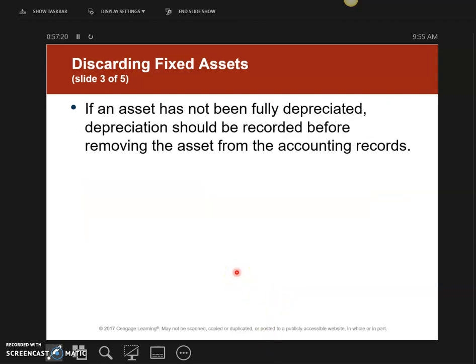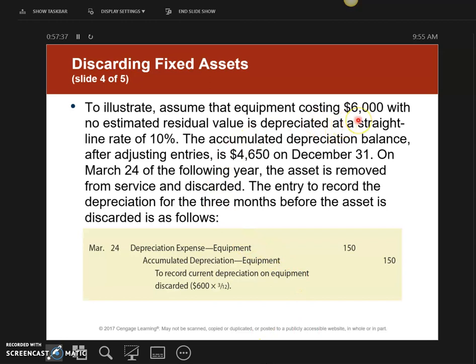Now, when it's not fully depreciated, I have to update the depreciation to date before I remove it. Most of the time we're doing depreciation at the end of the year, but we don't always discard things at the end of the year. So here is an example. We had equipment that cost $6,000 with no residual value and a straight line rate of 10%, which remember is 10 years. So 6,000 divided by 10 years would be $600 a year. The accumulated depreciation balance after adjusting entries at the end of December 31st is $4,650.